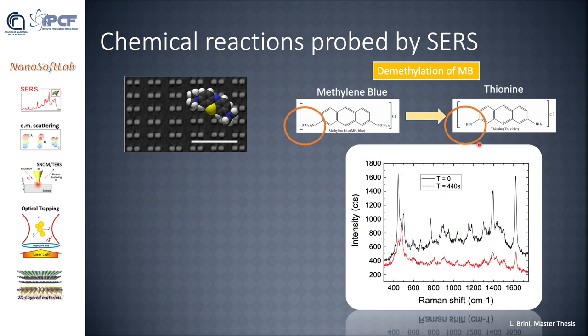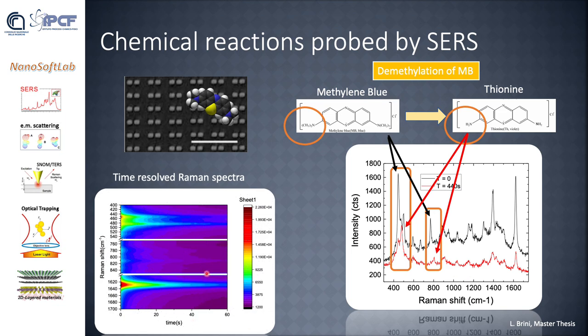The demethylation induces specific features in the SERS spectra, in particular in the zones around 450 and 800 cm to minus 1. As shown here, methylene blue has vibrational peaks at 448 and 780 cm to minus 1 that are replaced by modes at 479 and 815 cm to minus 1 in thionine. The spectrum of thionine, this red one, has been acquired after 440 seconds of light exposure. We can follow the chemical reaction by time-resolved Raman spectroscopy, acquiring spectra every second.